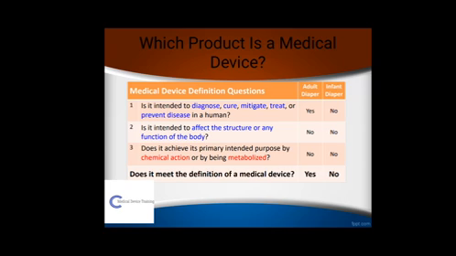Second question, is it intended to affect the structure or any functions of the body? The answer is negative for both of them. Number 3. Does it achieve its primary intended purpose by chemical action or by being metabolized? Again, the answer is negative for both of them. So, does it meet the definition of medical device? About the adult diaper? Yes, absolutely. About the infant diaper? No.